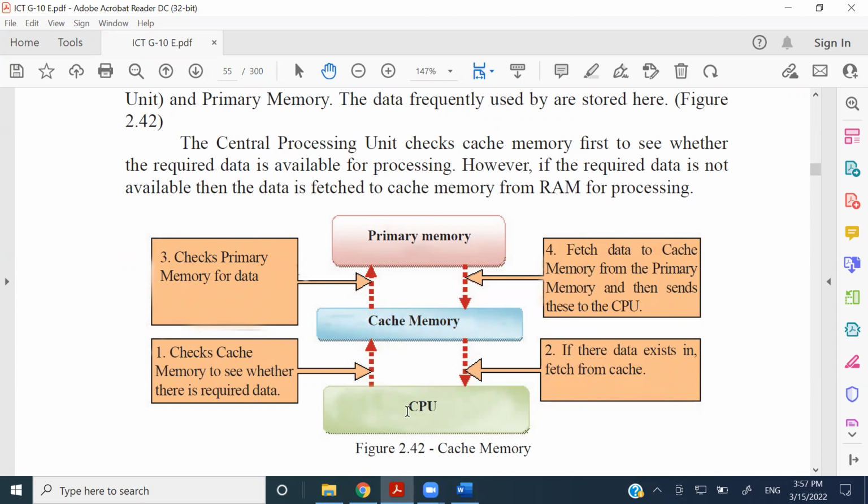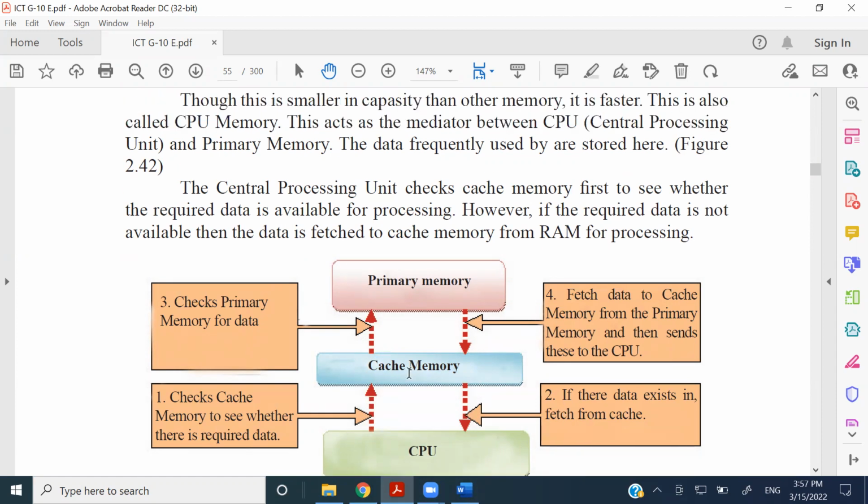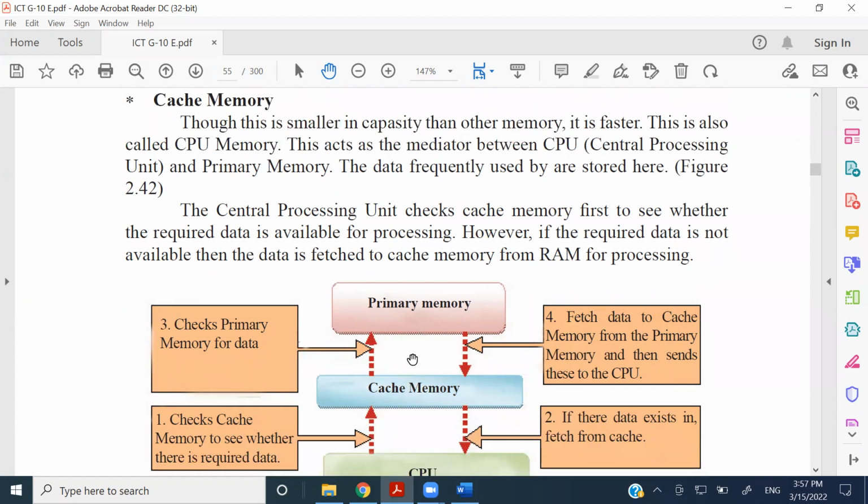Is that clear? What's the task of the cache memory now? Right, great.